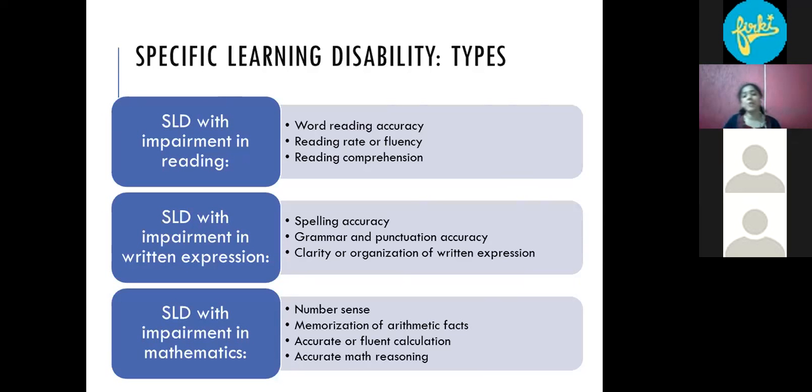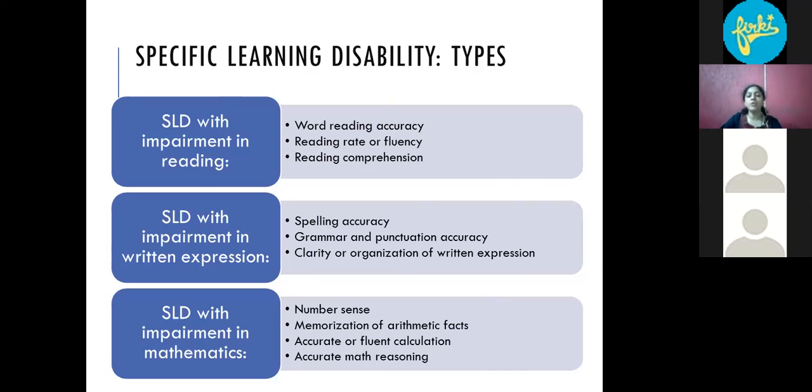So a child may show a poor reading rate. A child will read with lots of gaps, may show letter by letter reading, or may try to read the word again and again to make sense of it. So the reading is disfluent. Or it can be characterized by difficulty in comprehending what is being read.